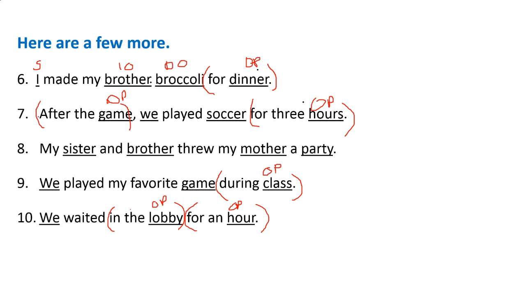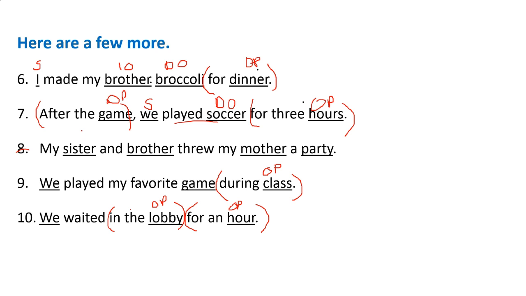Okay, number 7, we played soccer. That's all that's left. Okay, sorry, I couldn't find my cursor. There it is. We is the subject. What did we play? We played soccer. In this case, there is no indirect object.